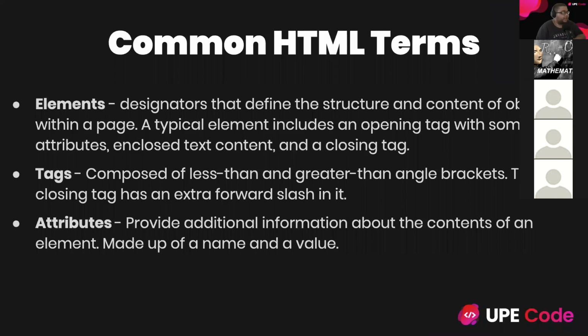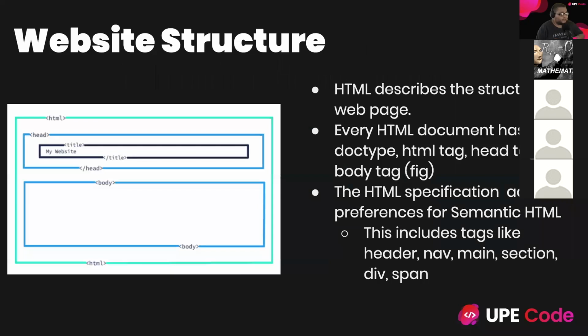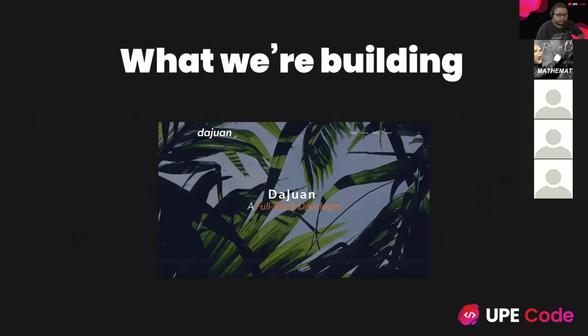So here are some common HTML terms. There are elements that define the structure of a website and its objects. There are tags that are composed of less than or greater than angle brackets, and the closing tag has an extra forward slash in it. Then there are attributes that provide additional information about the contents of an element. Now, I know all this text may not make sense to you right now, so I had a graphic, but it's not loading right now for some reason. That's weird. But once we get into coding, I'll show you exactly what elements and tags are.